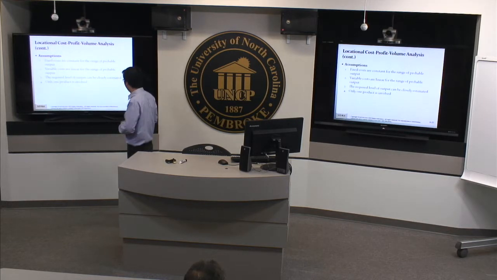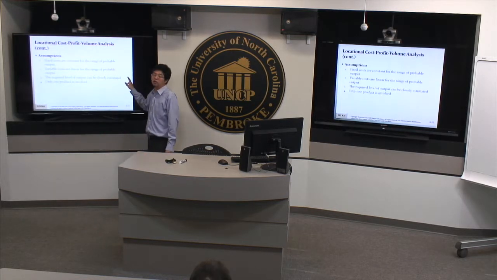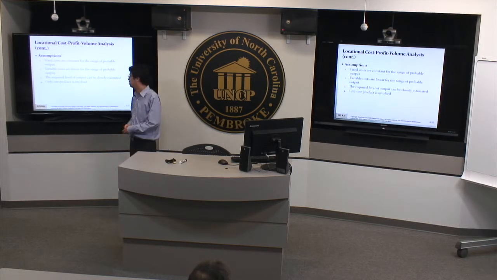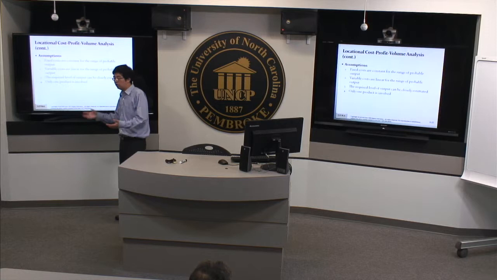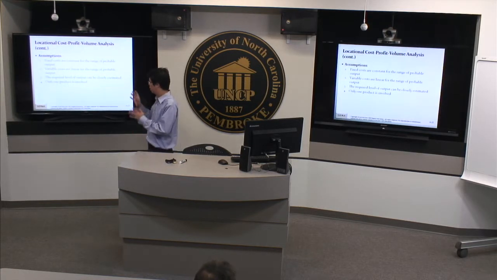Required level of output can be closely estimated. This means you have a very, very good forecast. The third bullet means you have a very, very accurate forecast. Only one product is involved. It can be easily expanded to multiple products, but we will only consider one product in this simple model.